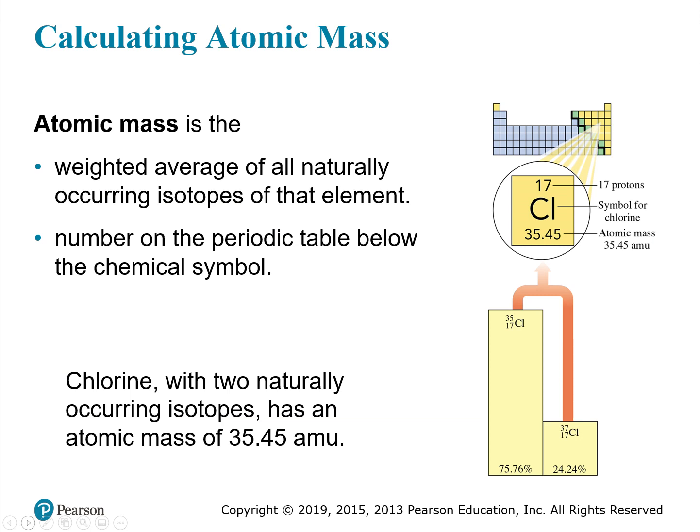We brought up atomic mass. We need to talk about how it's calculated. The atomic mass is the weighted average of all the naturally occurring isotopes of that element. Here we're talking about chlorine. That's our example on this slide. There are 2 naturally occurring isotopes, chlorine 35 and chlorine 37. They each have a percent abundance. Most of the chlorine that you'll find is of the chlorine 35 variety.